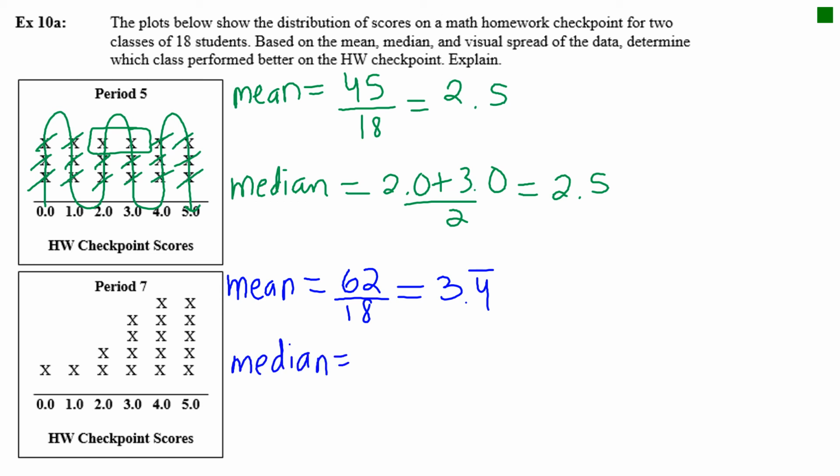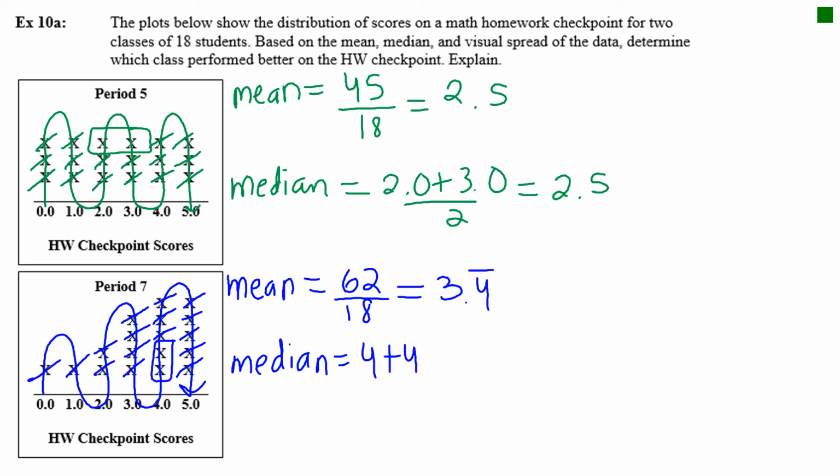Okay, so again, starting with 0 and ending with 5.0, we're going to take the same amount from each side. You'll notice again there's 2 in the middle. This time they're both 4.0s. So 4 plus 4. 4 is the same thing as 4.0 divided by the 2 numbers that we just added. So 4 plus 4 will give us 8. 8 divided by 2 is going to give us a 4.